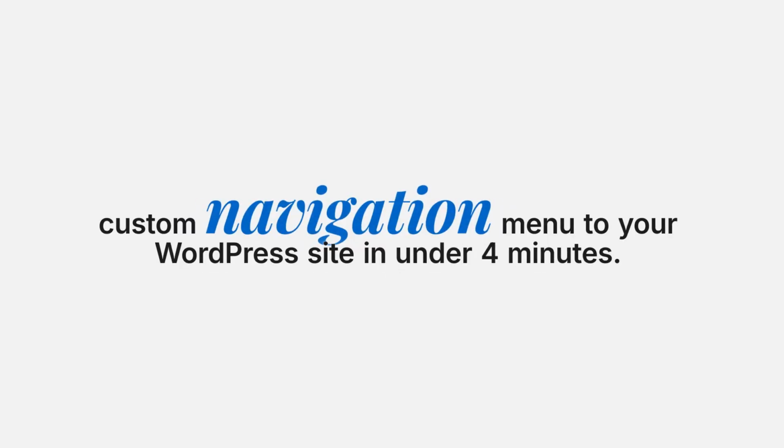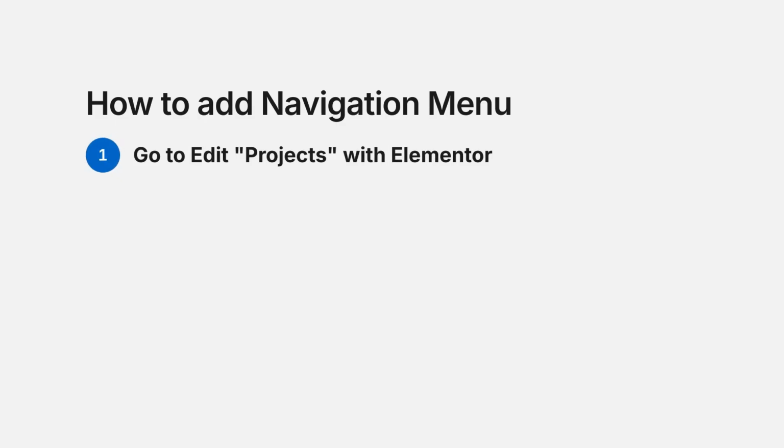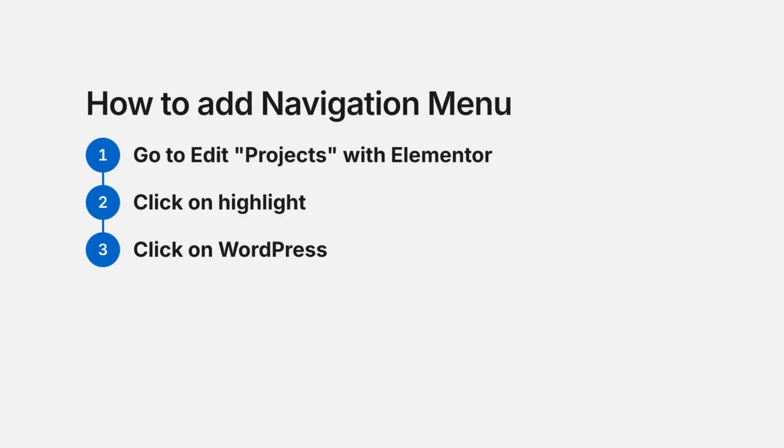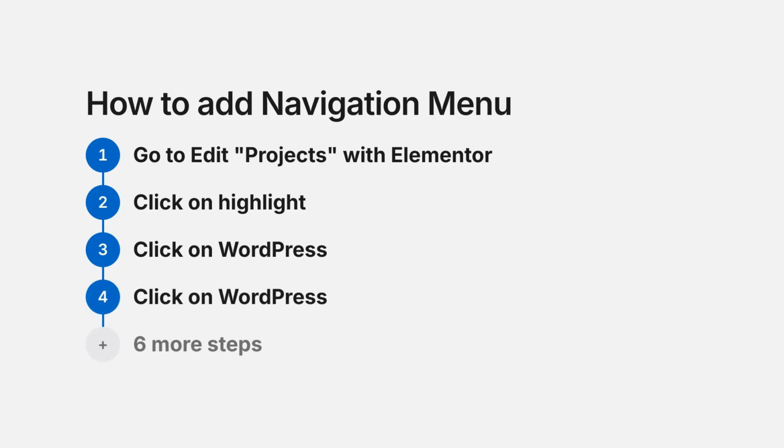Are you tired of not being able to add a navigation menu to your Elementor-built pages? Learn how to add a custom navigation menu to your WordPress site in under 4 minutes. We'll walk through 10 simple clicks. Open your page in Elementor, find the navigation menu widget, select Menu 2, and update. This process takes less than 4 minutes.